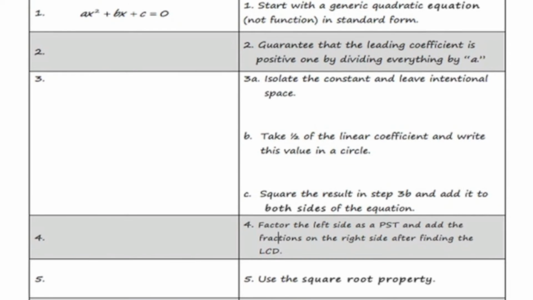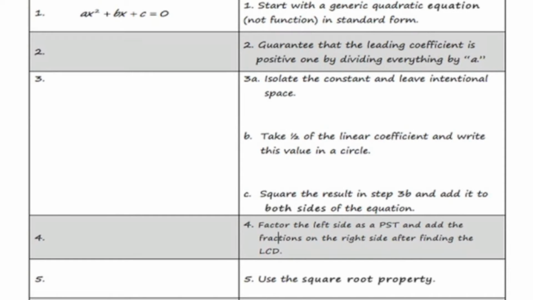Hey guys, in this video I'm going to show you how to derive the quadratic formula. At this point you've probably learned how to solve an equation using the quadratic formula, and your teacher may or may not have shown you where that formula came from. It's a really cool derivation, and sometimes it's important to know where a formula comes from.